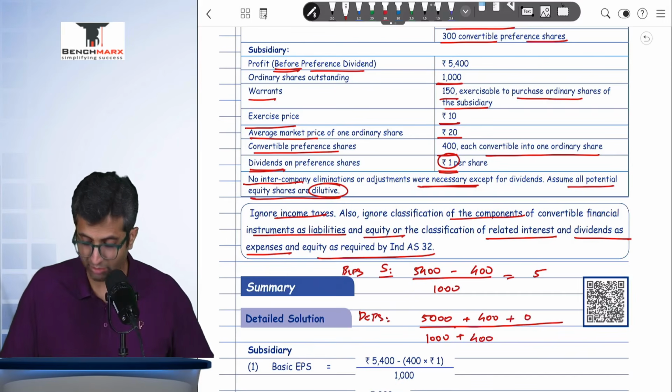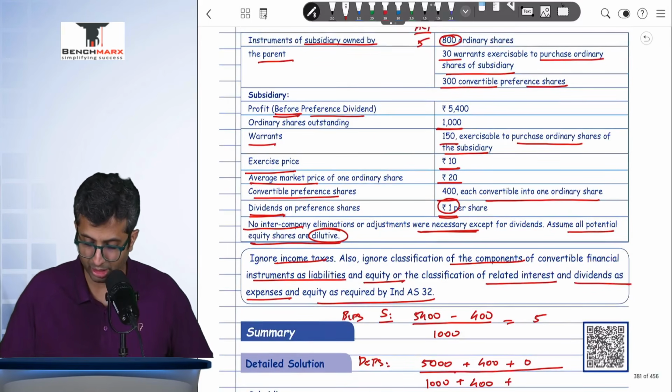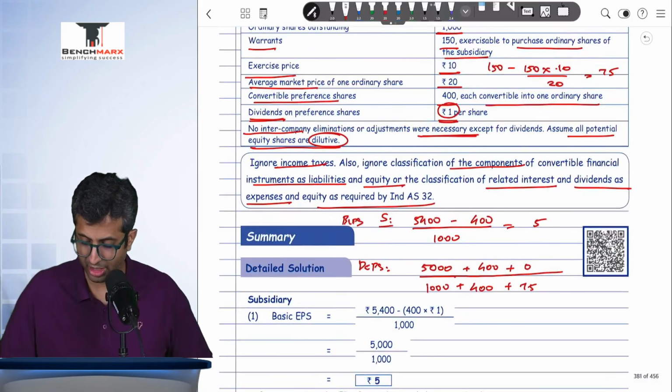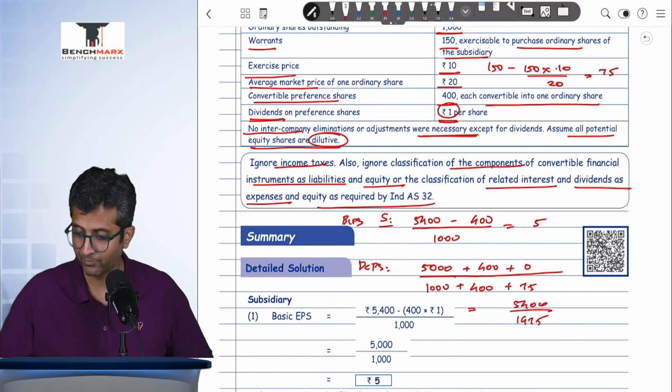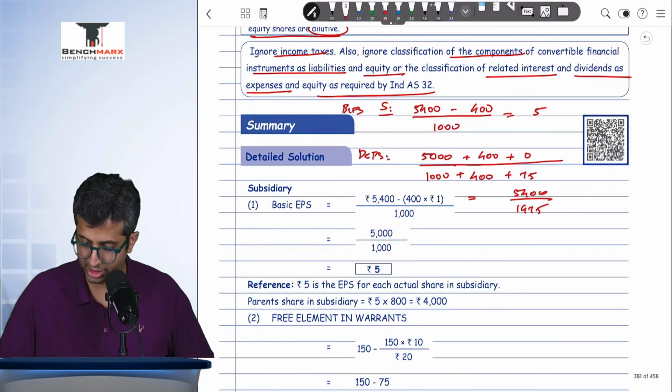Now when warrants are converted, nothing will be added in the numerator. However, in the denominator, incremental shares, how do you calculate it? 150 minus 150 into 10 upon 20. So can I say this will be 75? And hence 75 will be added in the denominator, which means this is 5,400 divided by 1475. 5,400 divided by 1475 comes to around 3.66.